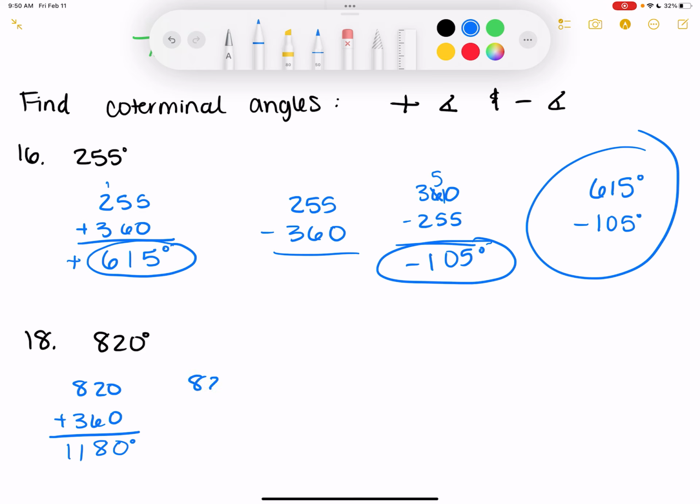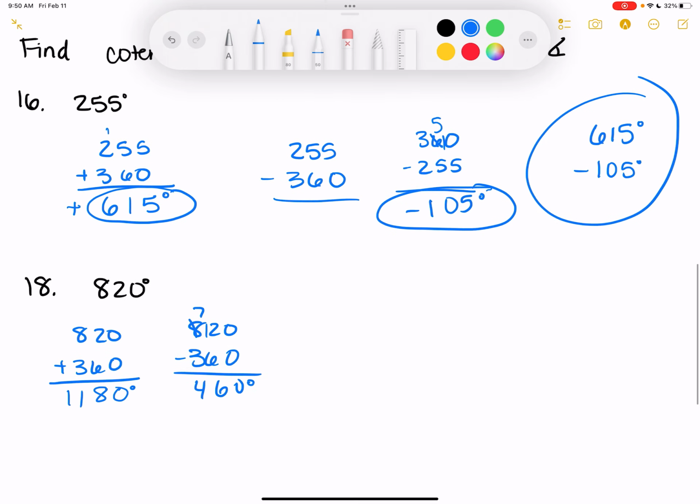Another option is you can do 820 minus 360. It's still positive. Oh, wait, why did I do that? I don't need to do that. It's just numbers. So 820 minus 360 is still a positive angle, right? 460 degrees, so that's another positive one I would take.